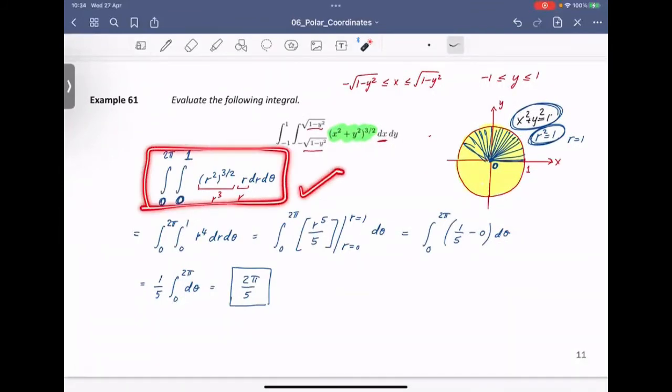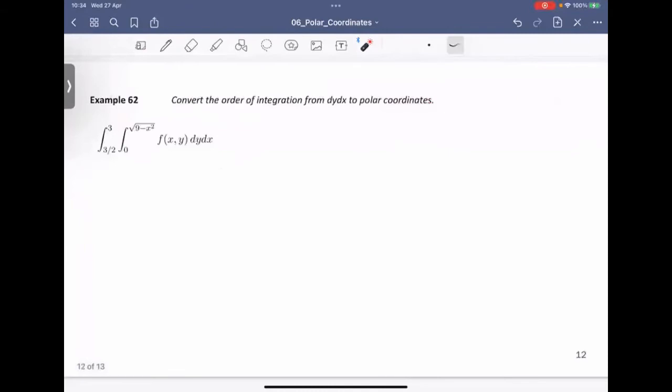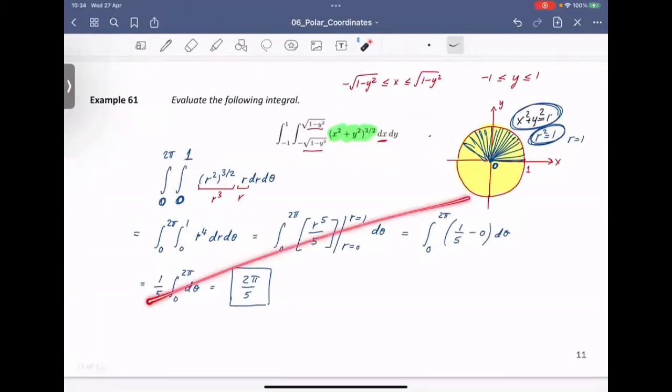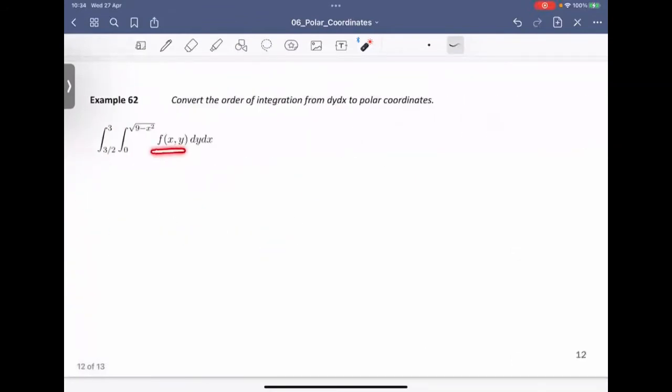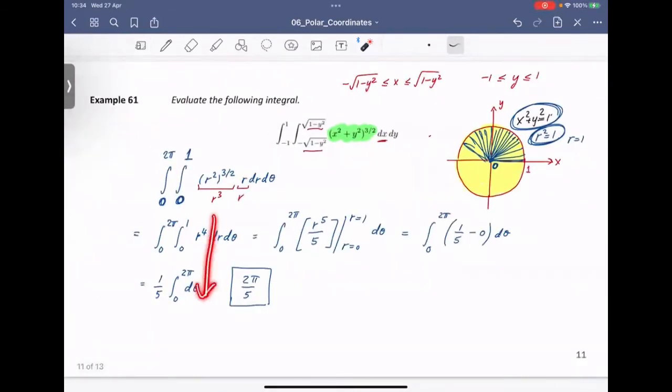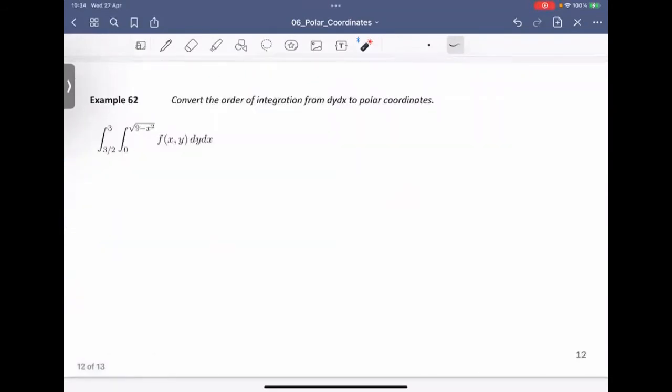They just want you to set up and convert to polar coordinates. They say you can skip the integration part because they are not going to give you the function. So once you set up, you switch the order of integration, you are done. I love this question more because you don't have to integrate; as you see, the integration part here is just calculus 1. Okay, so example 62. We're going to get the picture from this first.